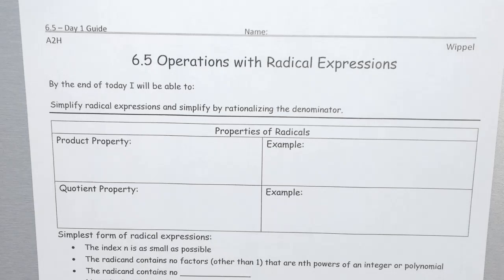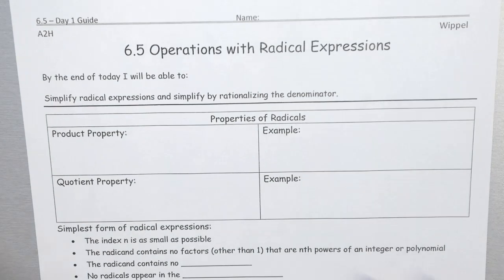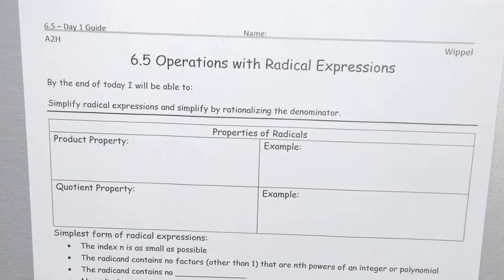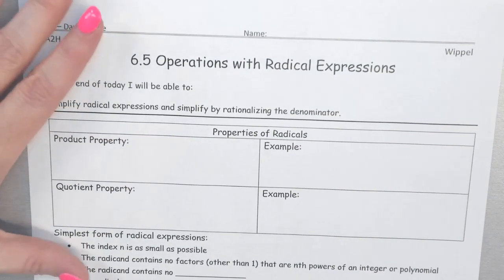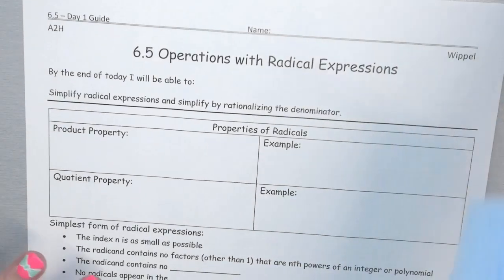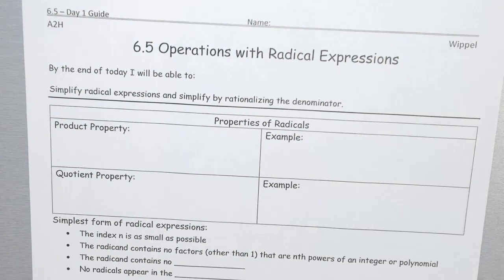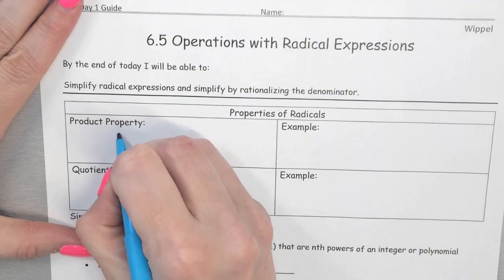So we're continuing with chapter 6. Okay, the last section we did was 6.3. We're not doing 6.4. In 6.5, we are continuing with operations of radical expressions, and we're going to be rationalizing the denominator and using some of these rules that we saw in 6.3.